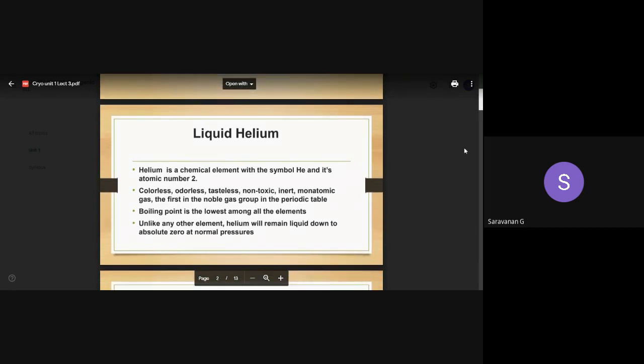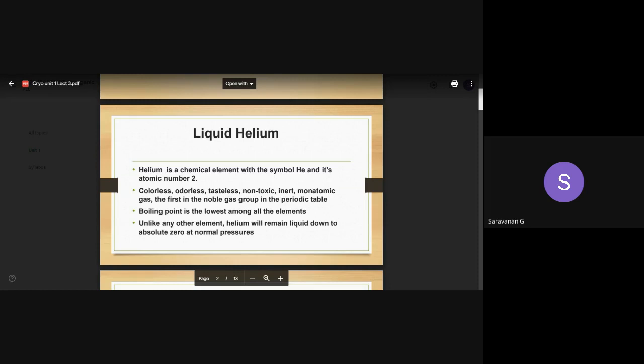Helium, as you know, is a chemical element. It has the symbol He, and the atomic number of helium is 2. It is colorless, odorless, tasteless, non-toxic, an inert, monatomic gas. In the periodic table, it is in the noble gas group, so it is also known as a noble gas.